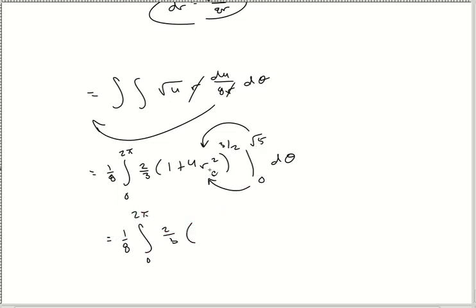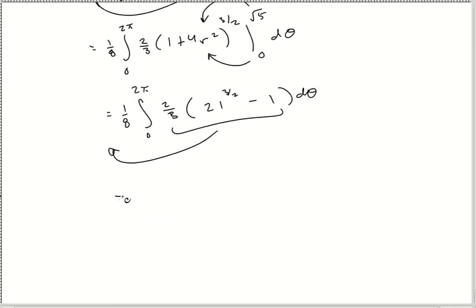And so plugging in the square root 5, square root and square cancel. 4 times 5 is 20, so I get a 21 essentially. So 21 to the 3/2. When I plug in a 0, it only just goes to 1, and 1 to the 3/2 is just 1. So you don't have to worry about that. d theta. All of this here is a constant that you can also toss to the front. 1/8 times 2/3 times 21 to the 3/2, and then minus 1 there. Times the integral, 0 to 2 pi d theta.